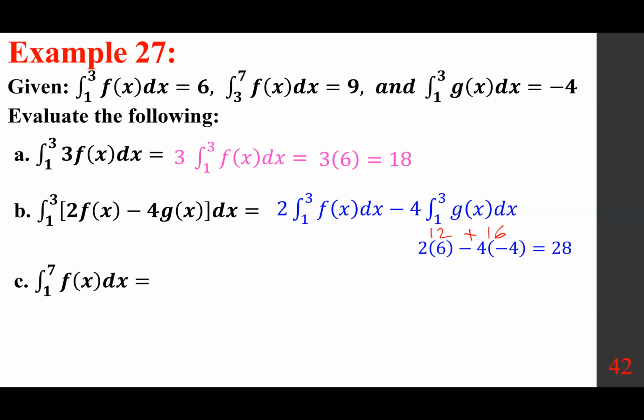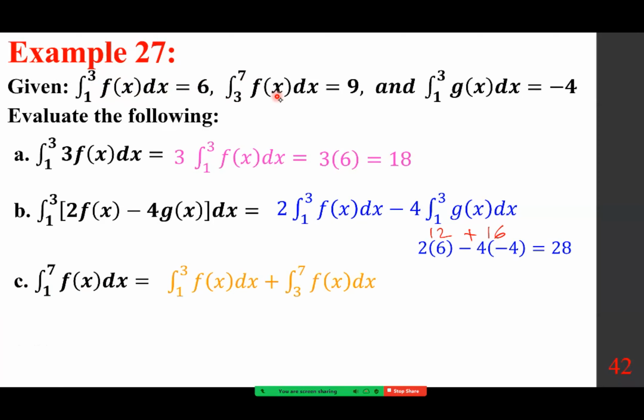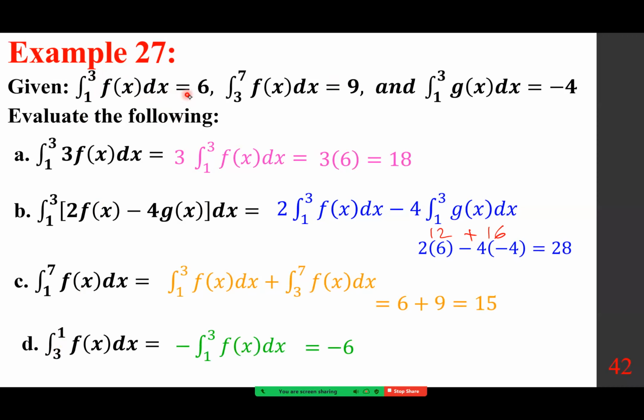The integral of 1 to 7 of f of x dx. So let's look at what we can do here. This is 1 to 3, this is 3 to 7. So 1 to 7 is this one plus that. Notice the intermediate one is the same, the beginning to the end, 1 to 7. So this is 6, this one is 9, they add up to 15. Then 3 to 1: well, if 1 to 3 is this, 3 to 1 is the opposite of that. There you have it. I think it's very straightforward.